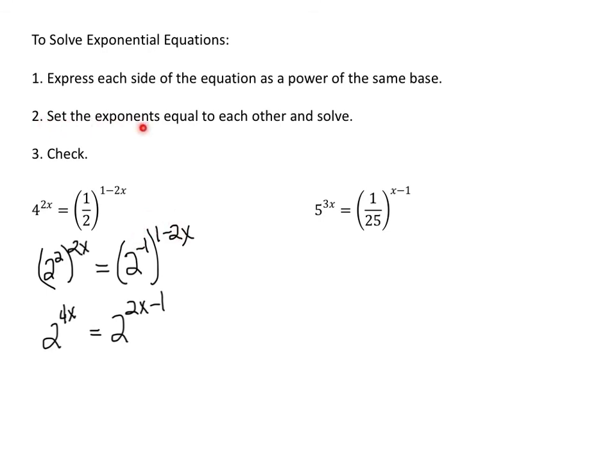The next step, set the exponents equal and solve. Well, now I have the same base, which means that these exponents need to be equal to each other. So 4x has to equal 2x minus 1. That means 2x is equal to negative 1, so x is negative 1/2.